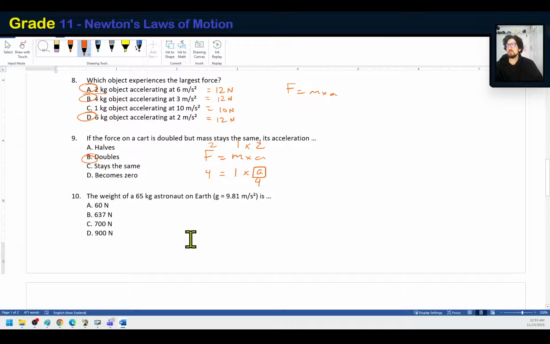The weight of a 65 kilogram astronaut on Earth is what? Okay, so that's the mass. If you're confused by this, that's the mass. That's not the weight. The weight's going to be measured in newtons because it's a force, right? So weight is a force. It's measured in newtons. So it's going to be weight equals mass times gravity, which is going to equal 65 times 9.81, which is 637 newtons.